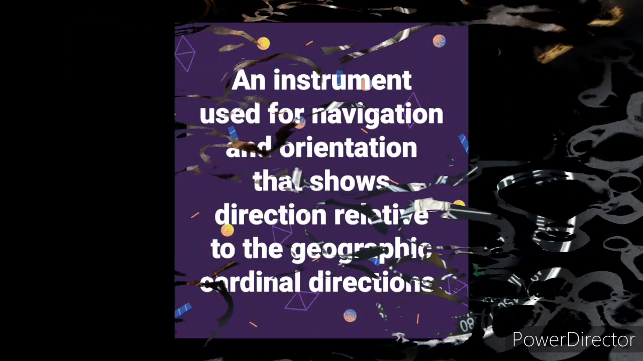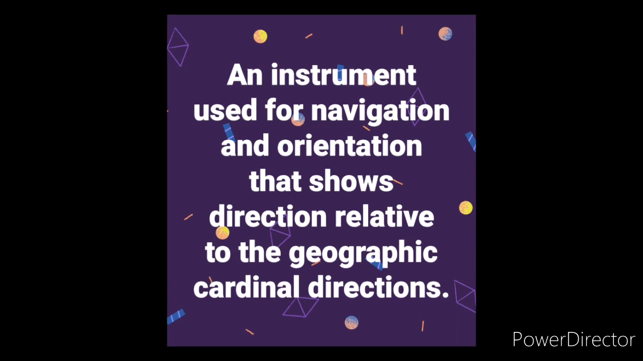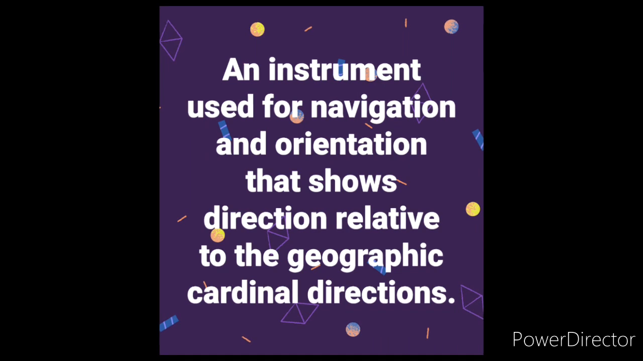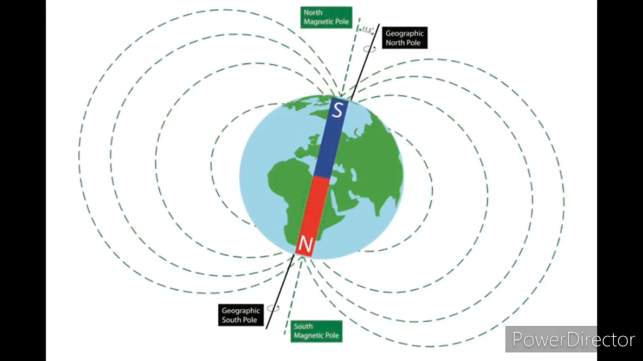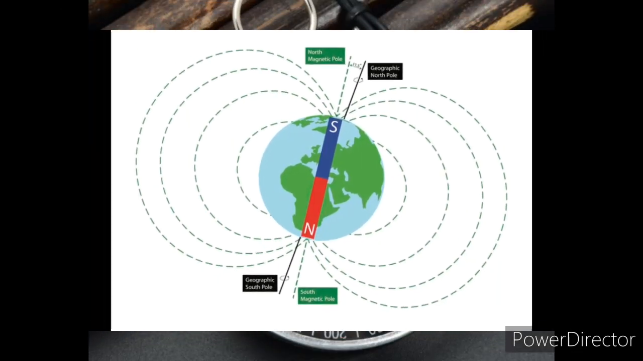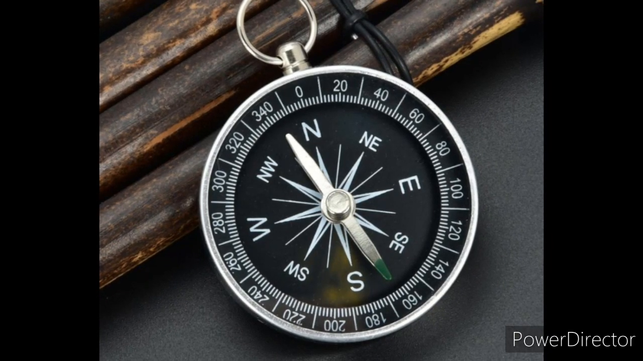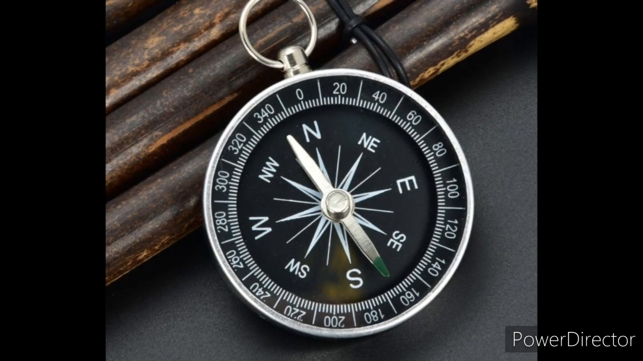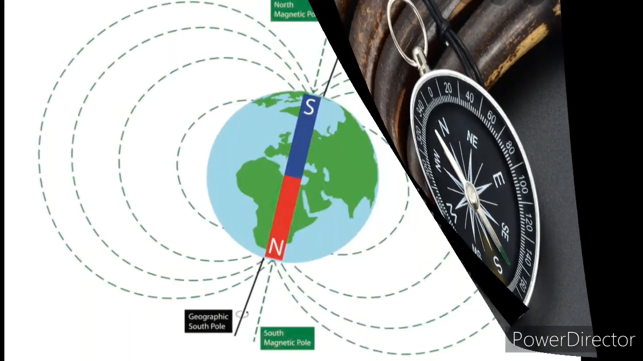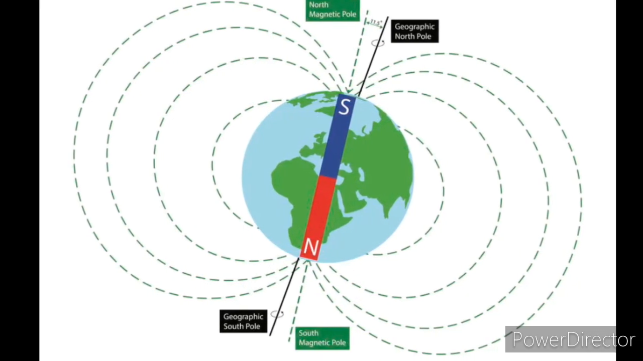Now, moving on to how compasses work. By definition, a compass is an instrument used for navigation and orientation that shows direction relative to the geographic cardinal directions. This is an instrument run by a magnet. The magnet makes the compass point north. A compass needle aligns itself and points toward the top of Earth's magnetic field, giving explorers and those lost a consistent sense of direction. The north end of a compass magnet is drawn to align with the Earth's magnetic field.